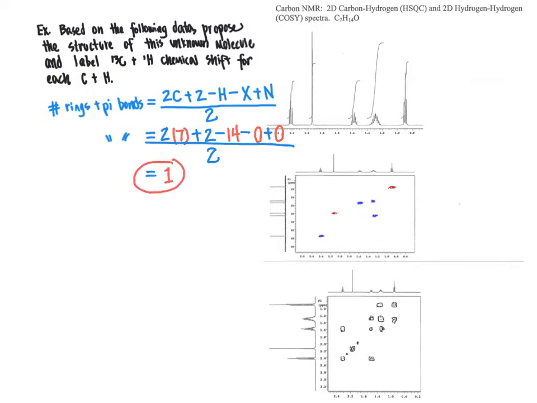So any structure that we propose here will absolutely have either 1 ring or it will have 1 pi bond. This formula doesn't tell us which of those is correct. It doesn't tell us whether it's a ring or a pi bond. It just says it has to be one or the other. So always work through the number of rings and pi bonds first to get yourself off on the right track about making hypotheses about some of the general features of this molecule.